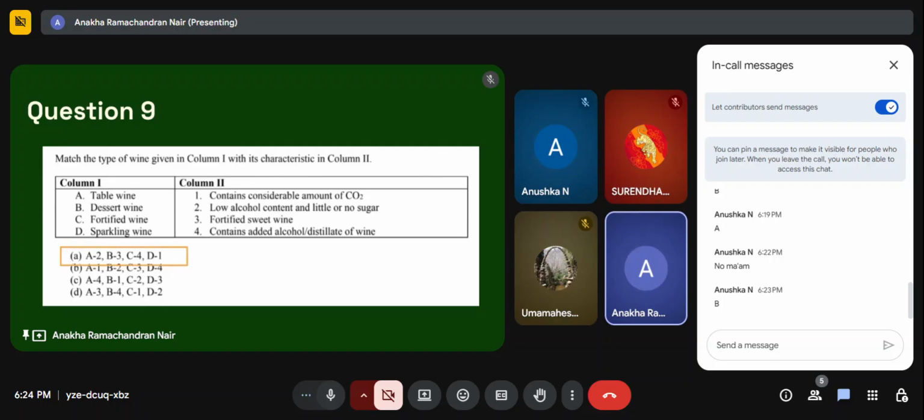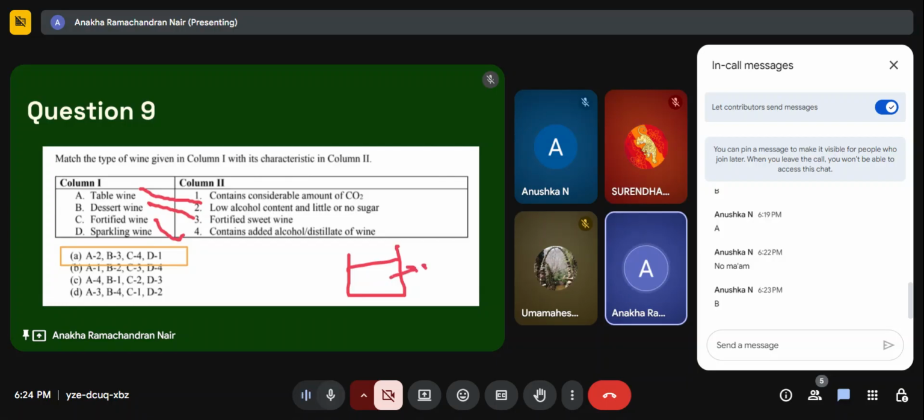So table wine has low alcohol content and little or no sugar. Dessert wine is fortified sweet wine, right? Fortified wine contains added alcohol or distillate of wine. So what happens is there is a limit to how much alcohol can be produced. If you have a mashup of grapes and you put yeast in it, there is a maximum amount of alcohol that can be produced by these yeast in this particular setup.